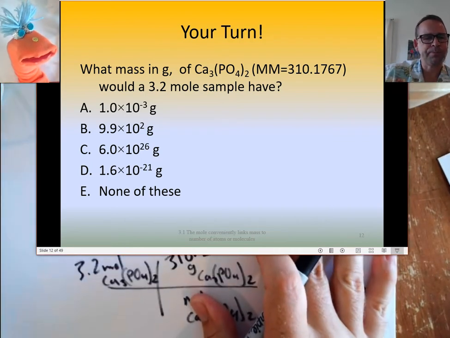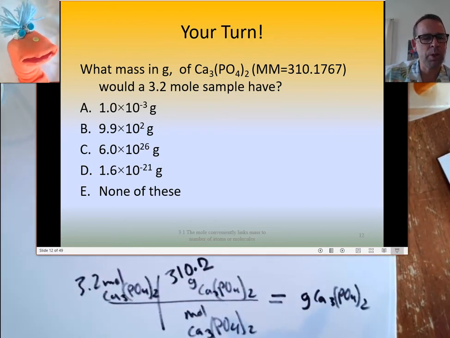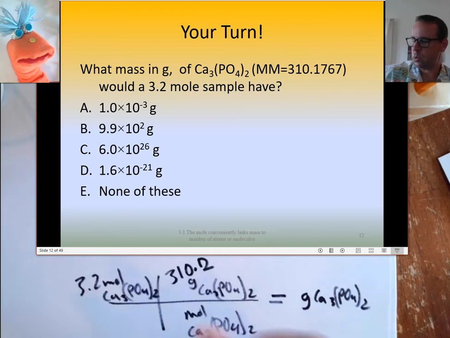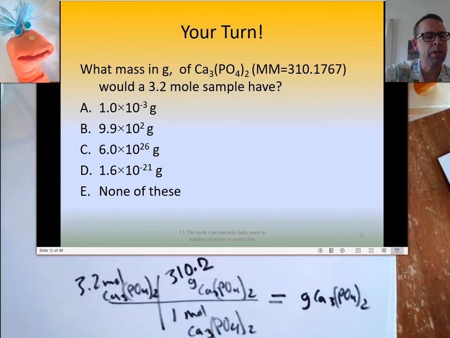Very good. So 3.2 times the 310.2 for every mole there. And that'll be our grams of calcium phosphate. Was the answer up there? Whoops, 990. 990 grams. Okay, good.